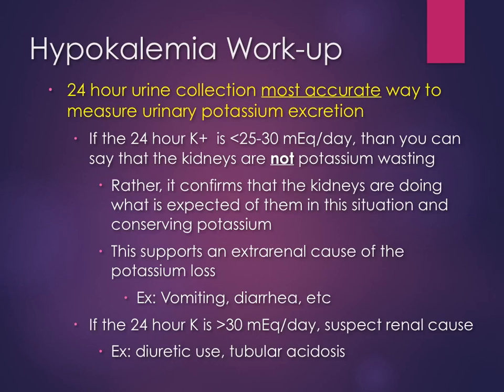All right. On the other hand now, if the 24-hour potassium is greater than 30 milliequivalents per day, in other words, we're putting a lot of potassium out into the urine, in a patient who's hypokalemic, then we have to suspect that there's a renal cause, such as diuretic use or like a tubular acidosis. All right, so just to reiterate here, 24-hour urine collection for potassium in a hypokalemic patient. If the amount of potassium is less than 25 to 30 milliequivalents per day, then the kidneys are not the problem. It's something else, such as the vomiting or diarrhea. However, if the 24-hour K is greater than 30 per day, then the problem lies in the kidney.